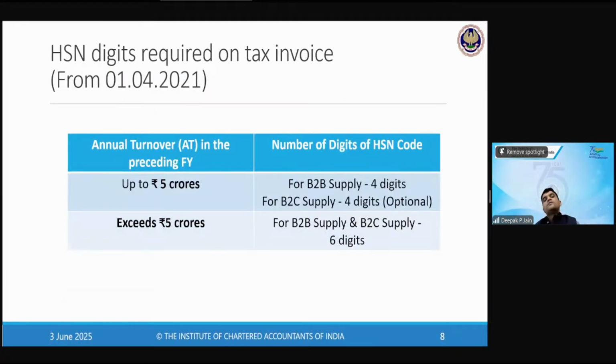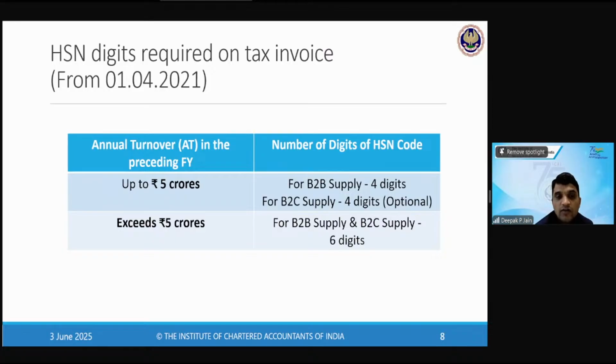Now HSN, from 1 April 2021, in your invoice you must write the HSN code. HSN code size is 8 numbers. There is an HSN code which is of 8 numbers, but you may not be in a position to put all the 8 numbers.